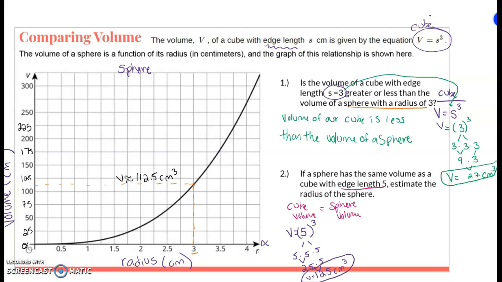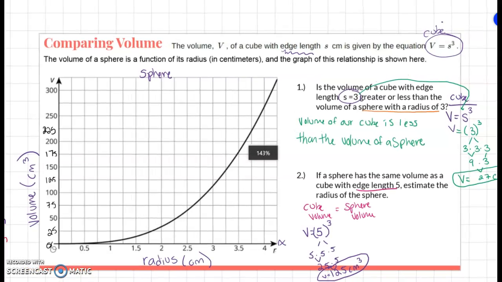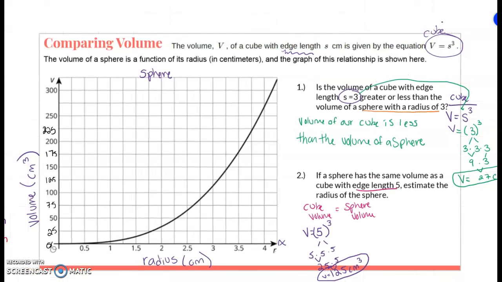So now I know that that's the volume of my cube, and it says that it's the same as the sphere. So what I'm going to do now is I'm going to take what I know and go over to 125 centimeters cubed for the volume. Let me zoom out a little bit. So what I'm going to do now is I'm going to take this number, 125, and I'm going to draw a line straight across, and I want to figure out what's going to be the radius. Because we know what the volume is, we just don't know what the radius is.